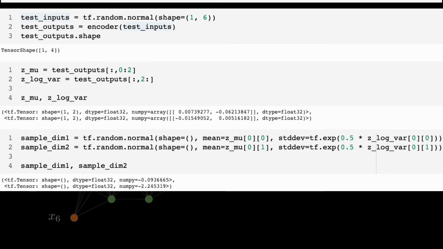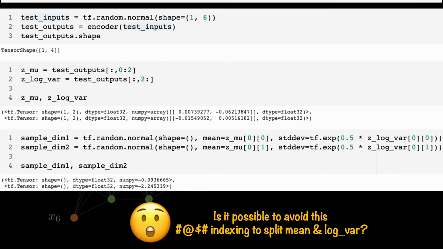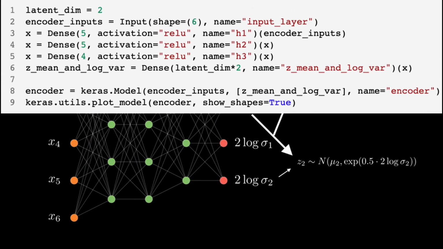And finally, we feed the values into the random normal API of TensorFlow. Thanks to my arrangement of mu and log variance in the prediction vector, we could easily split the vector into two. But you know what? It would be even a better idea if we don't have to split it in the first place. So I'm going to show you how you could do something like that. So here is our code so far. This is how we wrote our model with the layers in it. But I'm going to rewrite it in a slightly different way.